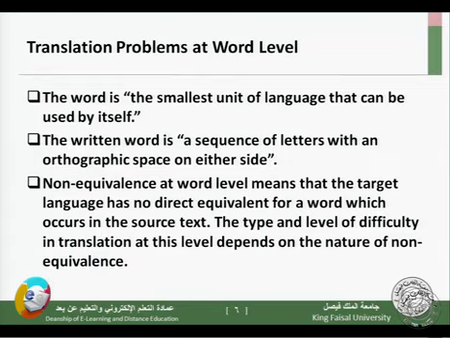Now the second level, a level up, higher than a morpheme. What do we call this level? This level is the word level. Now, what is a word? The word is the smallest unit of language that can be used by itself.